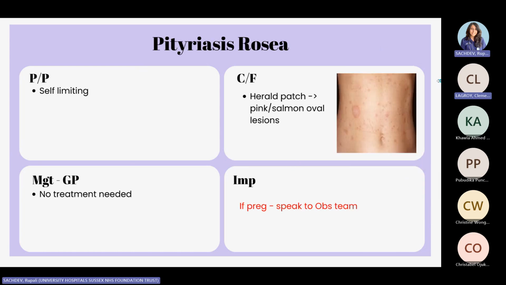Pityriasis rosea is very much self-limiting. The way it presents is usually as a herald patch, which is a first initial patch, usually on the upper trunk, and then you've got more lesions that come in. So in this case, the hypothetical herald patch would be the bigger patch, and then you've got the smaller ones that come in a few days later. And they kind of describe it as pink salmon oval lesions. There's no treatment, it's just self-limiting.